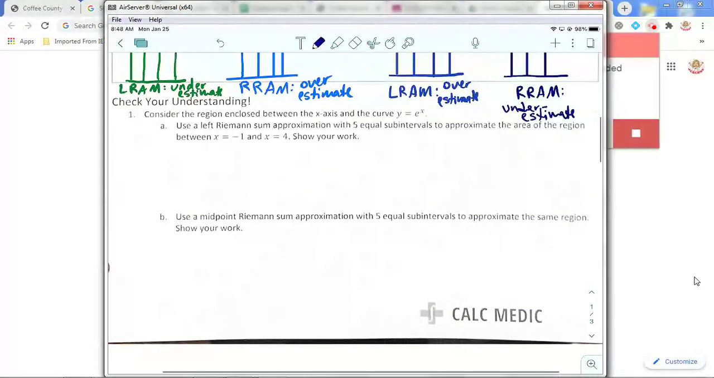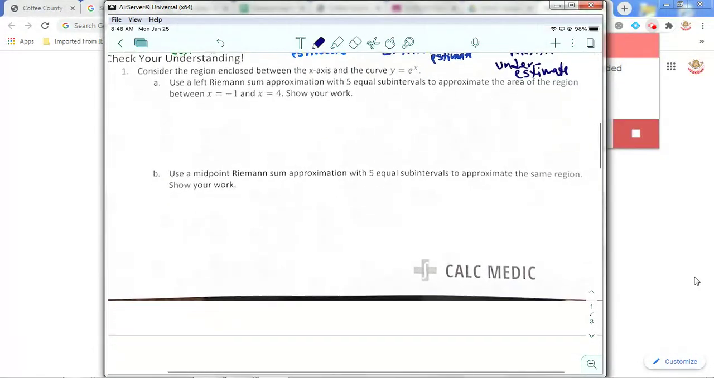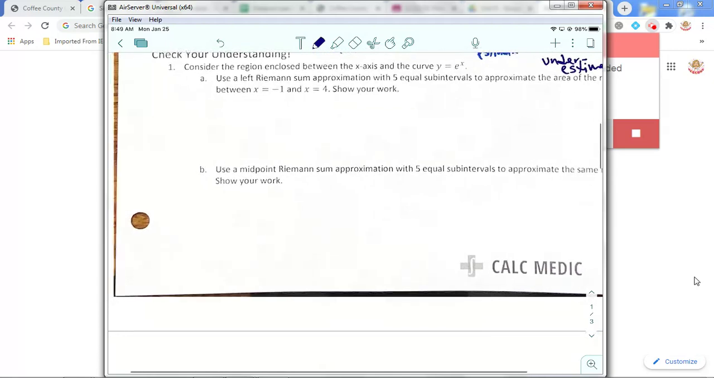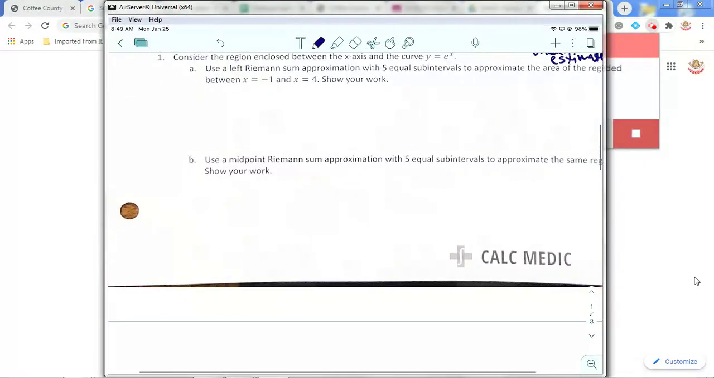All right, so let's do some check for understanding. We're going to consider the region enclosed between the x-axis and the curve y equals e to the x. Now, I want you guys to know what that looks like without a calculator. I'm not sure what you remember about e to the x, but it's an exponential function, and it's going to be increasing. We're going to go from -1 to 4, so I'm going to draw a little bit over on the negative side. And so e to the x is kind of flat on the left side, and then it increases like that.